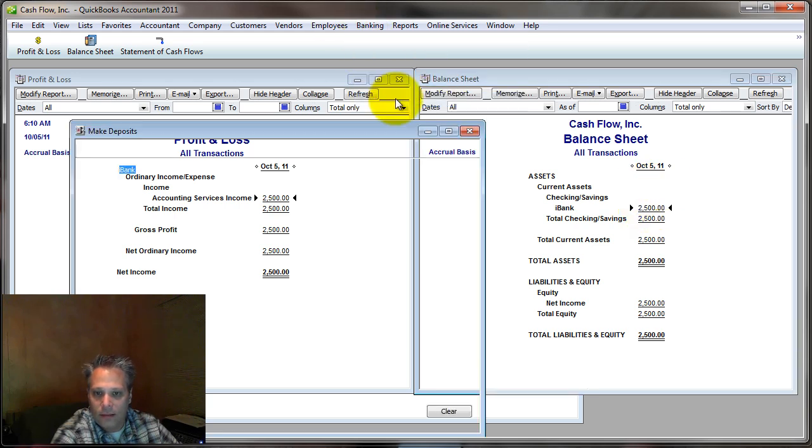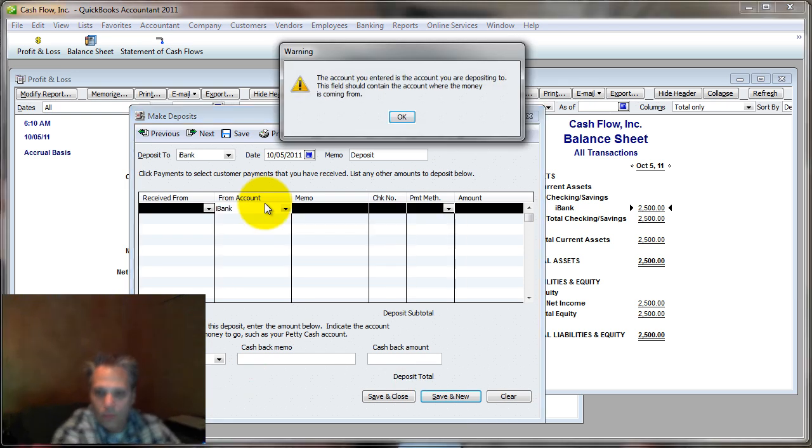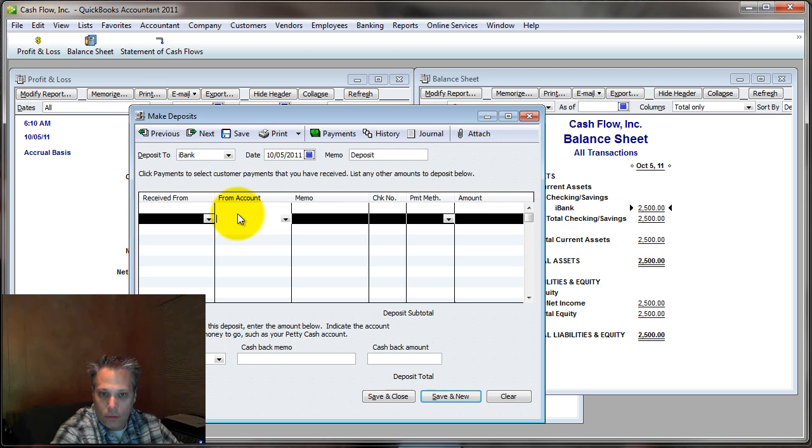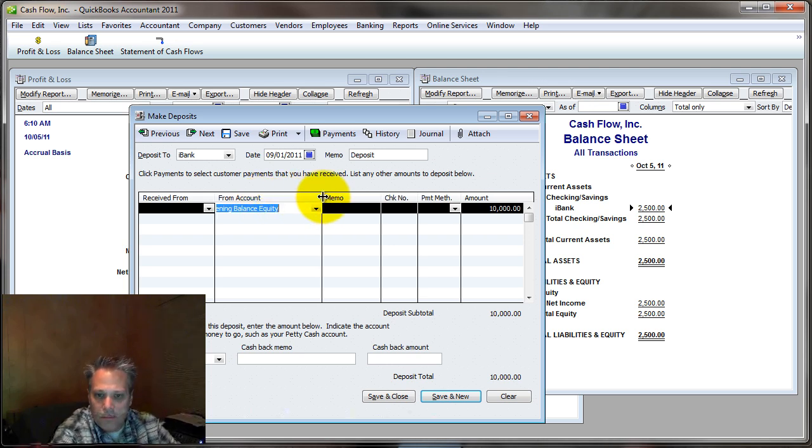So let's go make a deposit, and let's say we're getting the bank account started with $10,000 to get the business going. So let's say that as of 9/1/11, we deposited $10,000. Now, I'm just using opening balance equity because the main thing for now, for this purpose, is to put the money into the equity section of the balance sheet. You would normally put shareholder contributions or something comparable along those lines.